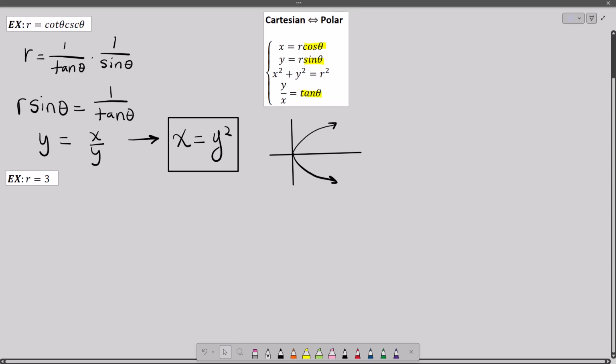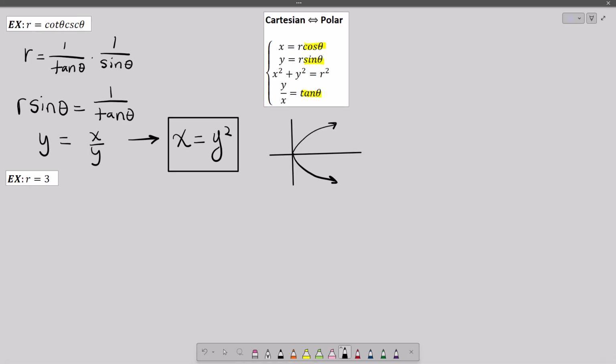Okay, now this one, hopefully you can kind of visualize it. You're looking at a circle of radius 3 centered at the origin, and you know that a circle equation centered at the origin is x squared plus y squared equals r squared. So you could write down x squared plus y squared equals 9.